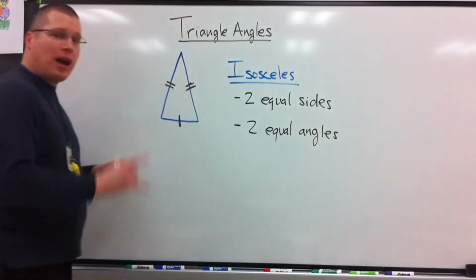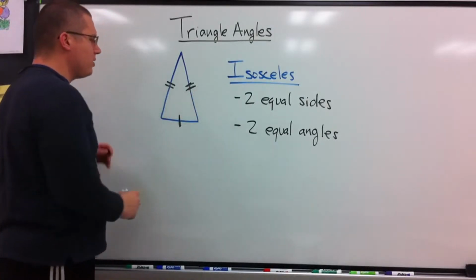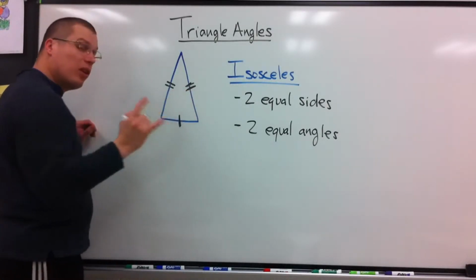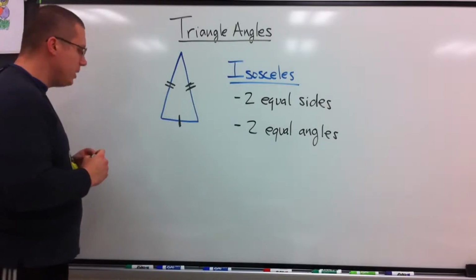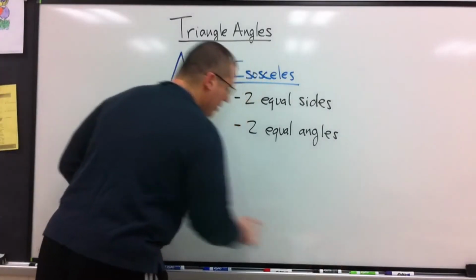Just like in equilateral, how the number of sides and the number of angles match, so will be in isosceles. 2 equal sides, there are going to be 2 equal angles. Now, how do you figure out which 2 angles are equal? The easy way to do it is this.